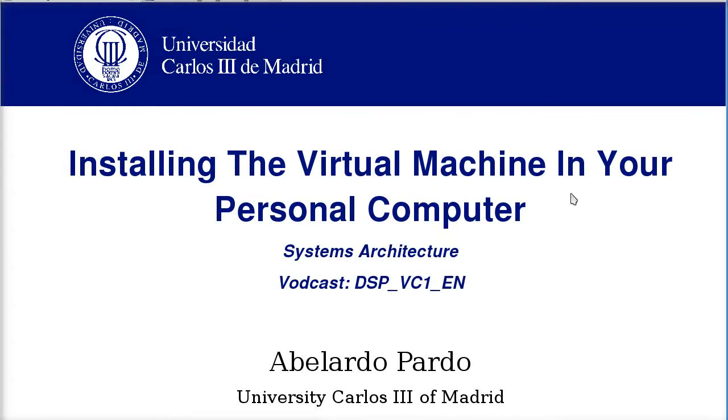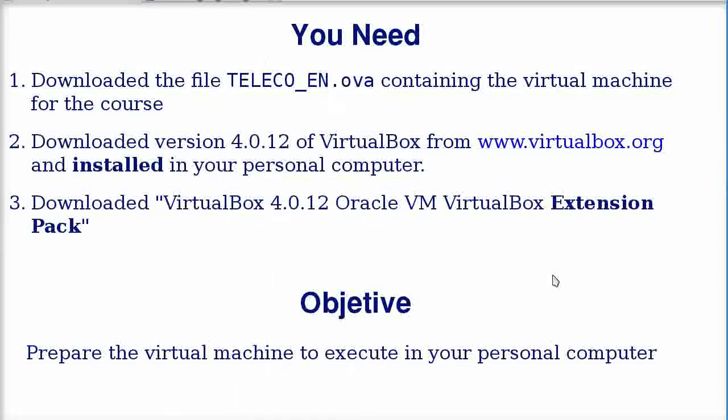In this video, we're going to show you how to install the virtual machine on your personal computer. For that, we need three things. First, the file teleco.n.ova containing the machine, then version 4.0.12 of VirtualBox, and then an extension pack. The objective is to prepare the virtual machine to execute on your personal computer.